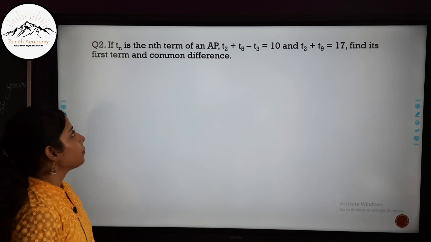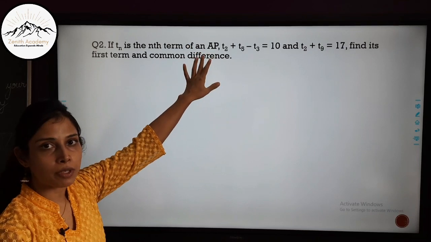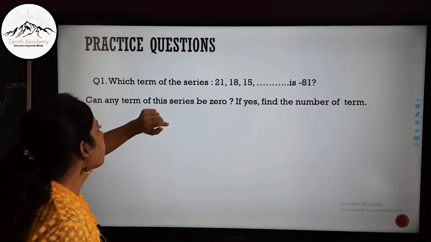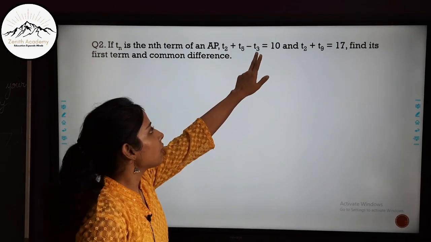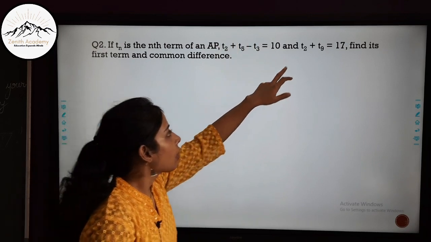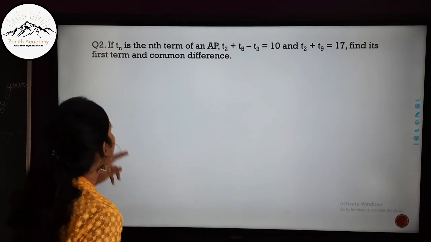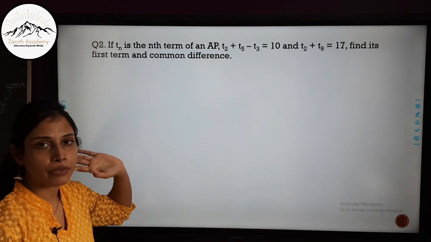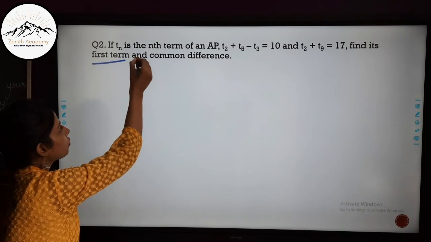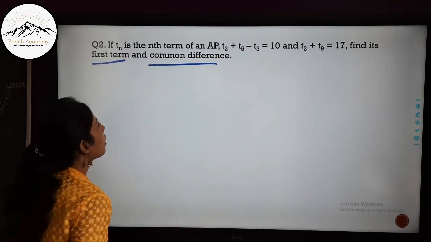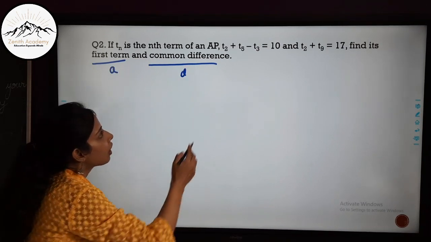Moving on to our next question. If Tn is the nth term of an AP, we always denote the nth term by Tn. T2 plus T5 minus T3 is equals to 10. This is our equation 1. And another equation given is T2 plus T9 is equals to 17. Find its first term and common difference. In these types of questions, we need to find the first term and the common difference. Now we generally denote the first term by what? A, and common difference by D.